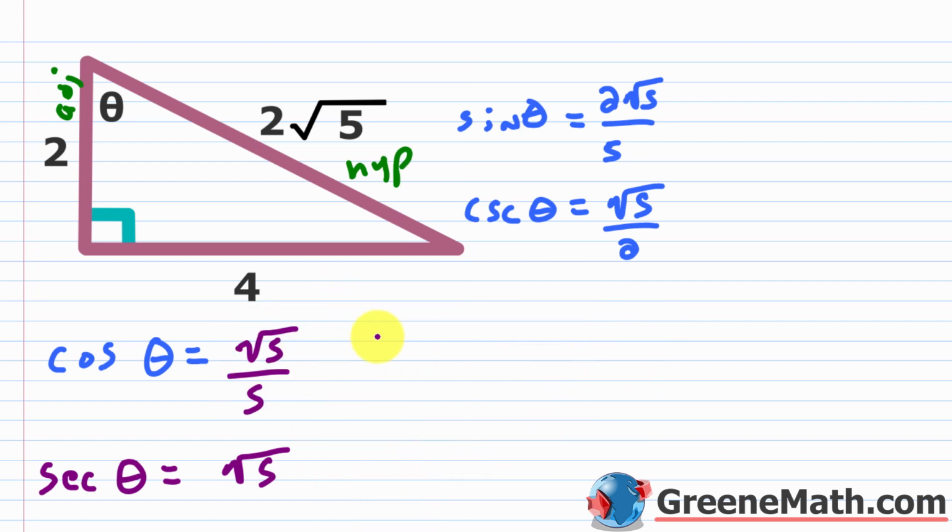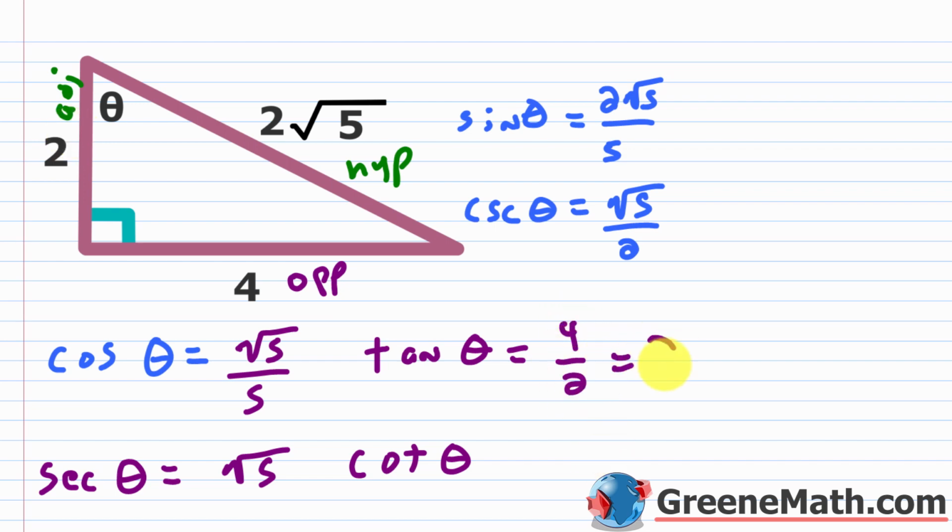And then lastly, we're going to have our tangent of theta and then our cotangent of theta. So what's the tangent of theta? That's the TOA part, right? So TOA, opposite over adjacent. So the opposite here, and I erased this, I apologize, this is the opposite here. Opposite is 4, adjacent is 2. So 4 over 2 or 2.